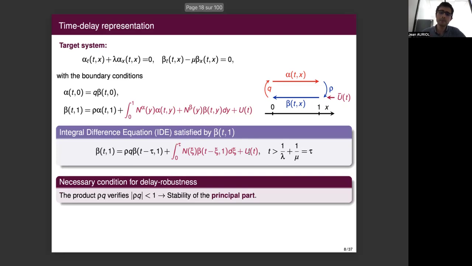So for this system, it is necessary to have rho q smaller than 1 to guarantee the possibility of designing a delay-robust control law. Why?